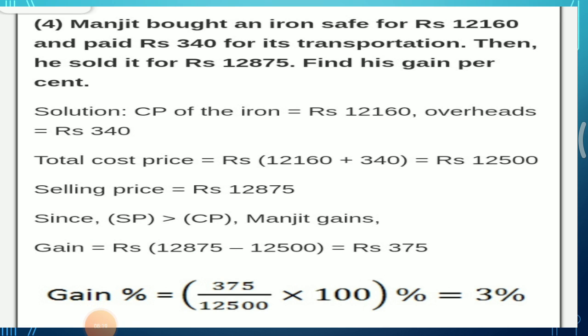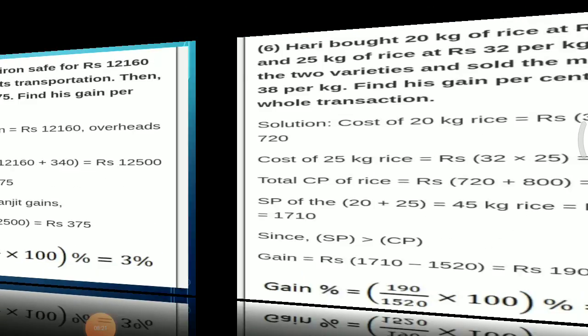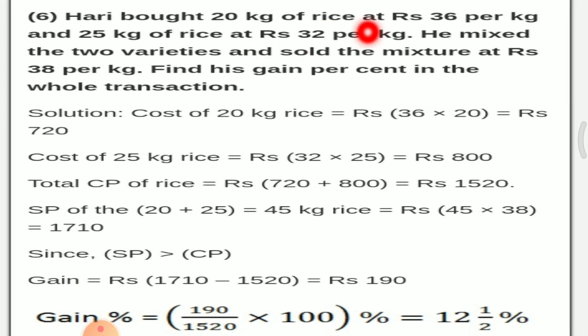Okay student. Next question is that Hari bought 20 kg of rice at rupees 36 per kilogram and 25 kilogram of rice at rupees 32 per kilogram. He mixed the two varieties and sold the mixture at rupees 38 per kilogram. Find his gain percent in the whole transaction. Cost of 20 kilogram rice, 36 multiple 20 is equal to 720, and cost of 25 kilogram rice, 32 multiple 25 is equal to 800.